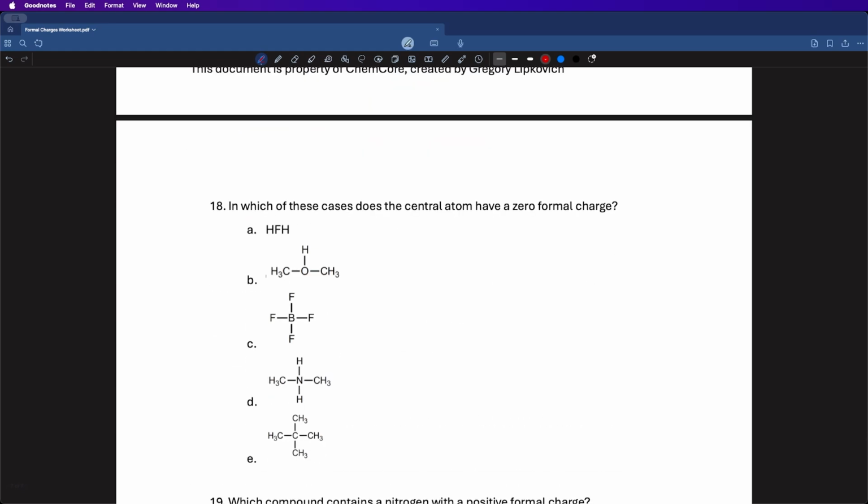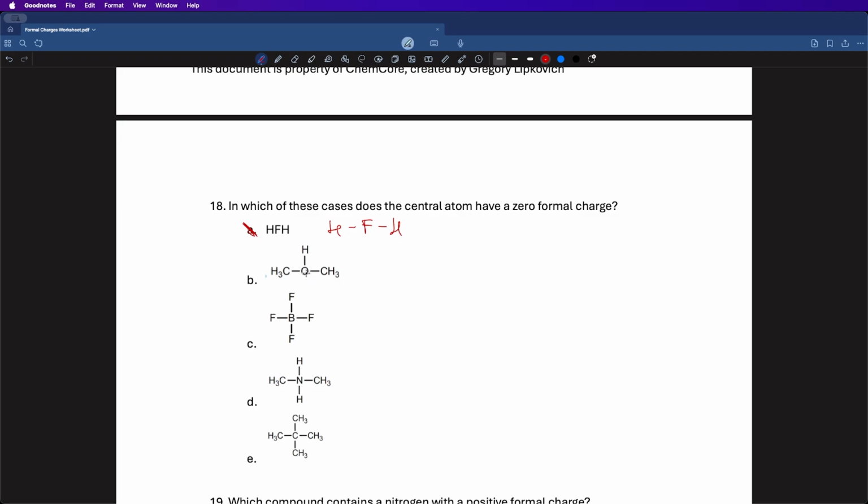Which of these cases does the central atom have a 0 formal charge? Well, let's define each of these. In the first one, in A, we kind of have to draw a Lewis structure. And we know right away, well, fluorine has 2 bonds, 1 more than what it prefers. So we don't even have to calculate the formal charge. We know that it would not be 0.